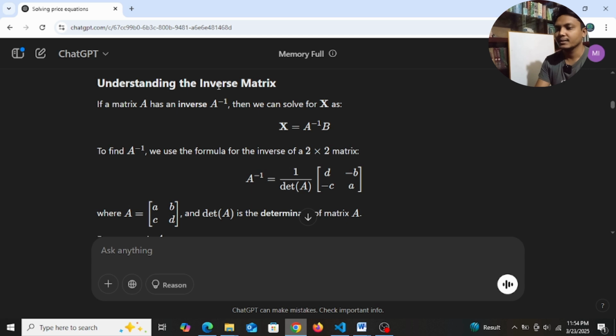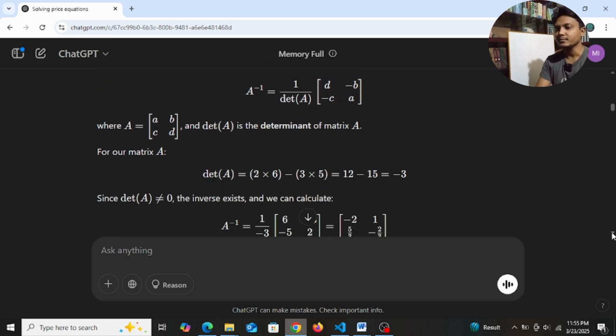Here, understanding the inverse matrix: if a matrix A has an inverse, this is how the inverse is presented, and then we can solve for x, where x equals A inverse B, right? To find A inverse, we use the formula for the inverse of a 2 by 2 matrix. This is the formula, guys. We will see how it's applied in our case. Here A equals [a, b; c, d], and determinant A is the determinant of matrix A. For our matrix A, it is 2 into 6 minus 3 into 5.